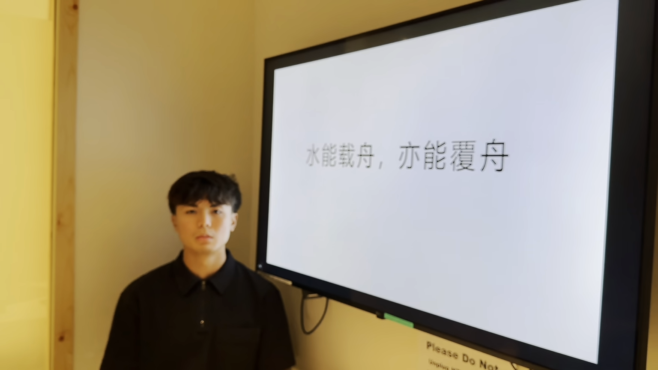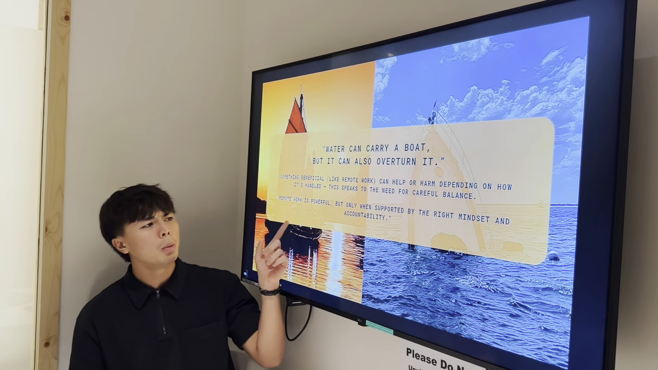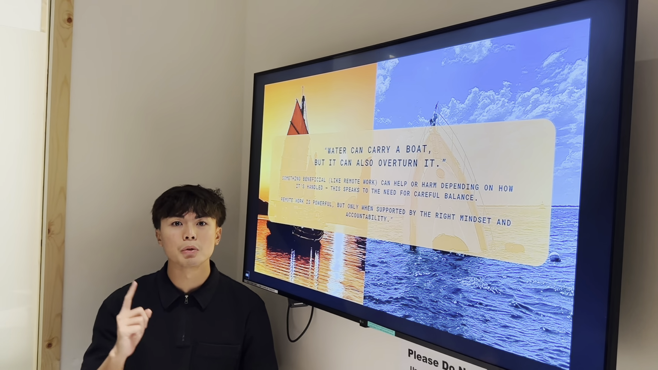水能载舟，亦能覆舟。That means water can carry a boat, but it can also overturn it. To explain, it means something beneficial like remote work can help or harm depending on how it's handled. This speaks to the need for careful balance. Remote work is powerful, but only when supported by the right mindset and accountability.